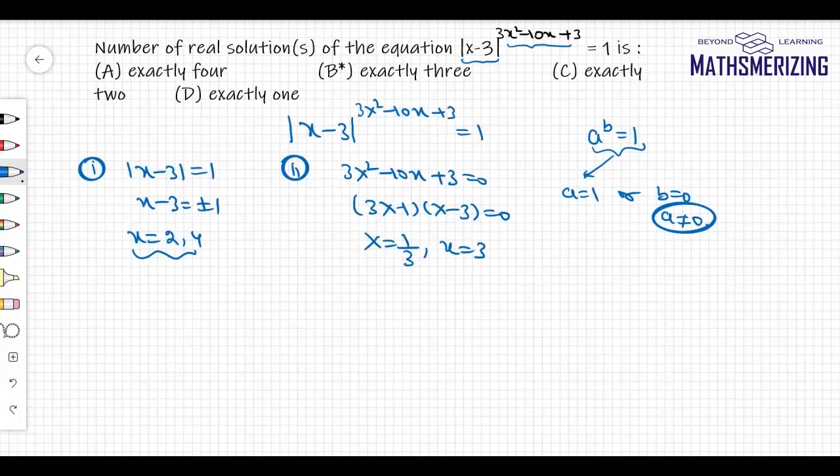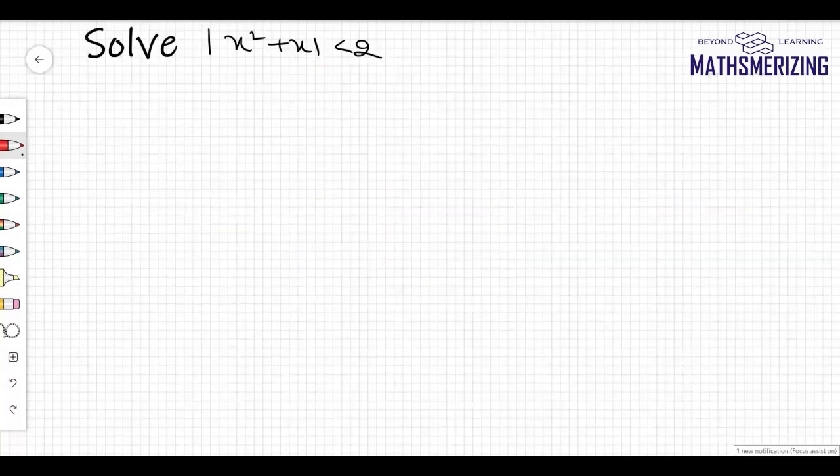But with that, I'll also need to check a is unequal to 0. So that means x should not be 3. So x cannot be 3. So the only solution I'll get here is x equals 1 by 3. So there are three solutions to this equation. x is either 2 or 4 or 1 by 3. So exactly 3.